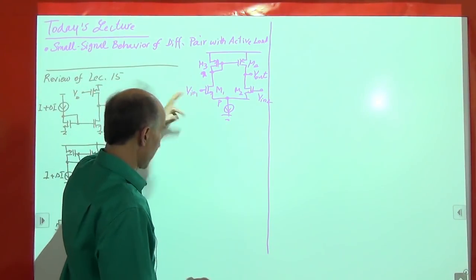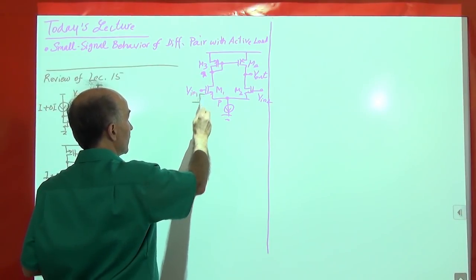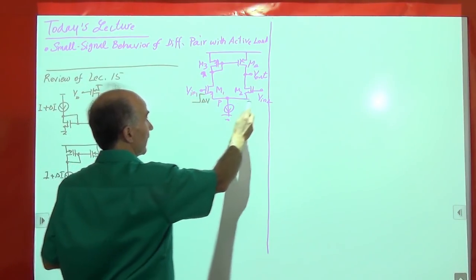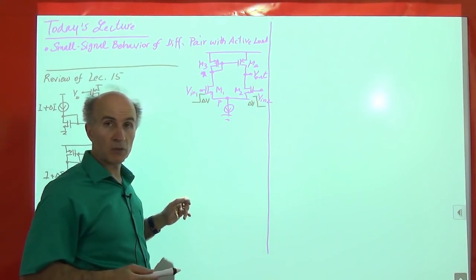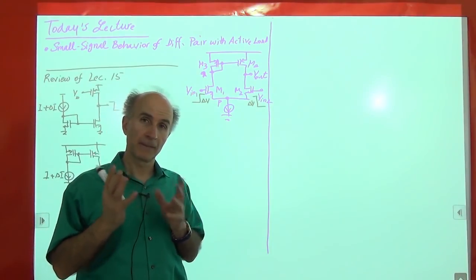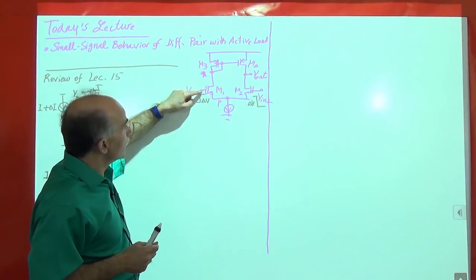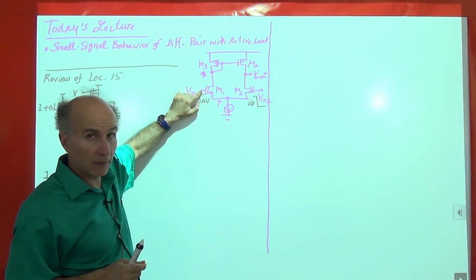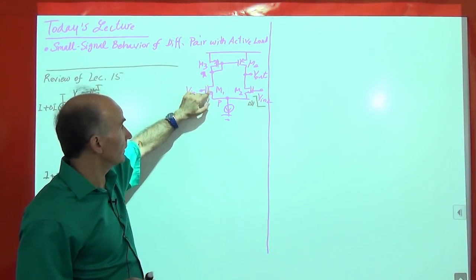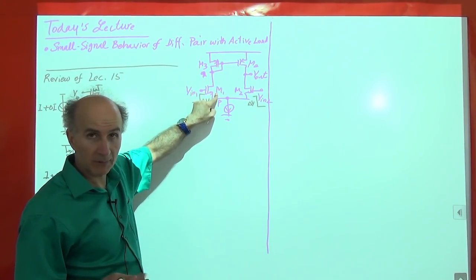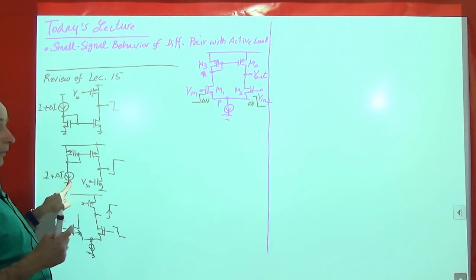So we said that if we have a change of some delta V on this side and an opposite change of delta V on the other side, well, then we just have to follow the signals very carefully and see what's going on. This gate voltage goes up by delta V, which means M1 wants to have more current. So the current of M1 increases by some amount, delta I. And that is reminiscent of this situation.